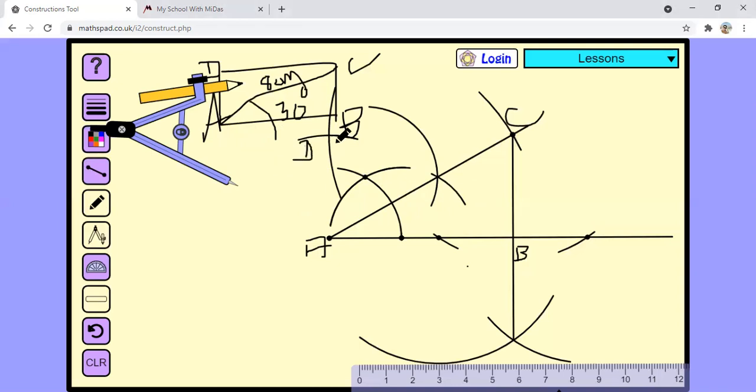Okay. Now join this point D with C with the help of ruler and pencil. Point D join with C and point D join with A also. Like this we get A, B, C, D, the required rectangle.